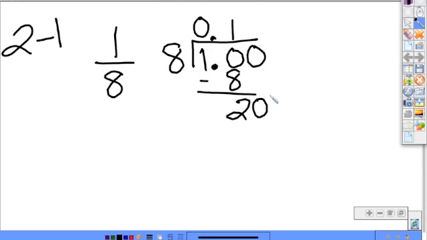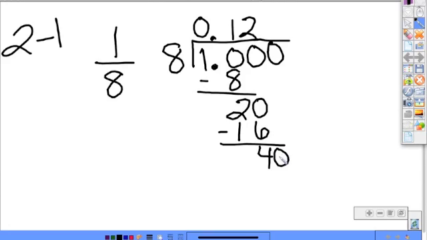8 goes into 20 2 times, which gives us 16. Okay? Now we're going to do 20 take away 16, which is going to give us a 4. Now looking at this problem, I know if I bring down one more 0, I get 40. And 8 does go into 40 evenly, which means it's going to close out this problem and leave me with no remainder. So 8 goes into 40 5 times.